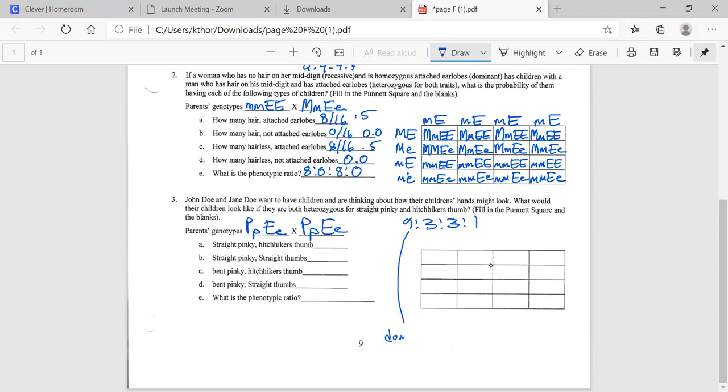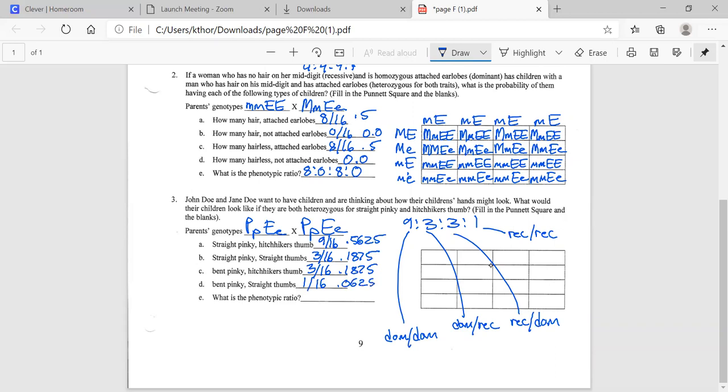This one is going to be dominant, dominant. This one is going to be dominant, recessive. This one is going to be recessive, dominant. And this one is going to be recessive, recessive. So dominant, dominant, that would be 9 out of 16, which is 0.5625. Straight pinky and hitchhiker's thumb, that is going to be 3 out of 16, which is 0.1875. 3 out of 16 for bent pinky and hitchhiker's thumb, which is 0.1875. And bent pinky and straight thumb is going to be 1 out of 16, which is 0.0625. That's going to be 9 to 3 to 3 to 1.